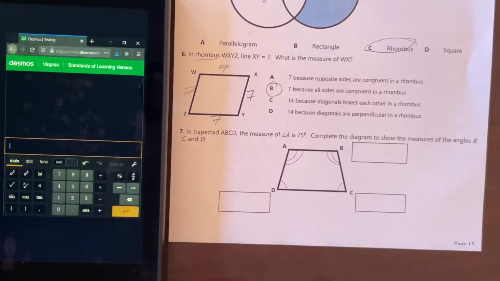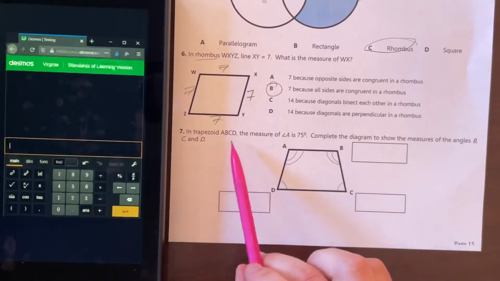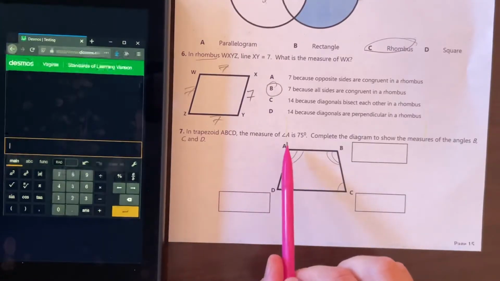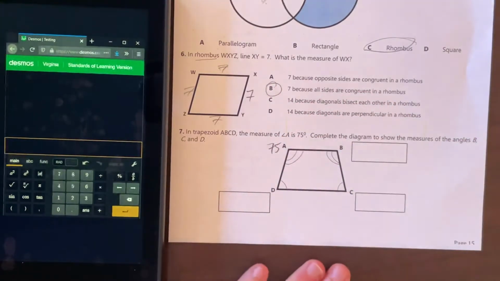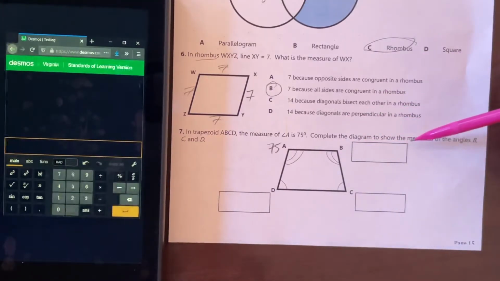And then lastly, number 7, it says trapezoid ABCD has the measure of angle A being 75 degrees. Complete the diagram to show the measure of the angles B, C, and D.